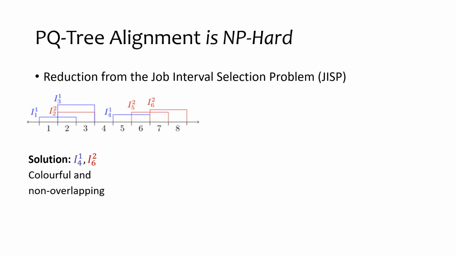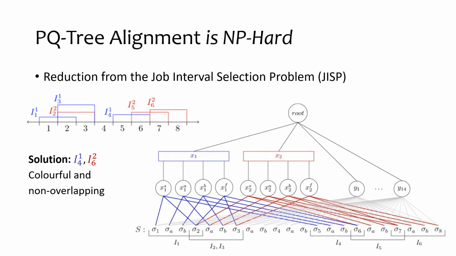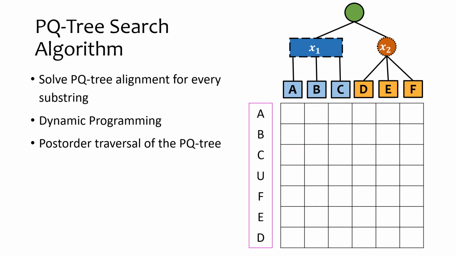We proved that PQ tree alignment is NP-hard by showing a reduction from the job interval selection problem, JISP for short. Here it is on the left. On the right, you can see the PQ tree alignment instance resulting from the reduction. Due to lack of time, we will not get into any more details on the reduction and proof. Earlier we saw the problems defined in the paper, and now we'll dive into the algorithm itself.